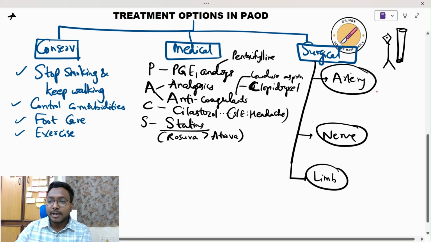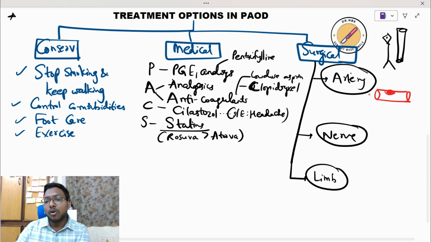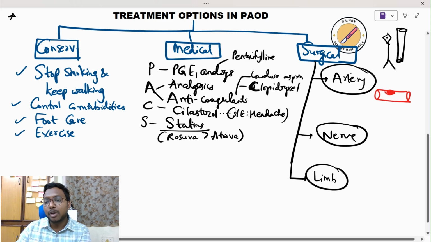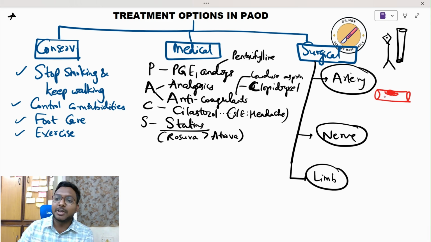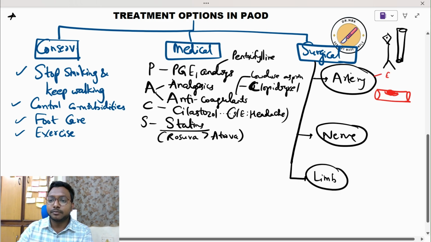So regarding the artery, let's say for example, you have thrombus or occlusion here. What are the different options you can address? That means you can go directly into the artery, and you can go for endovascular procedure where you are trying to remove the thrombus. That is called thrombectomy. So one option is endovascular.